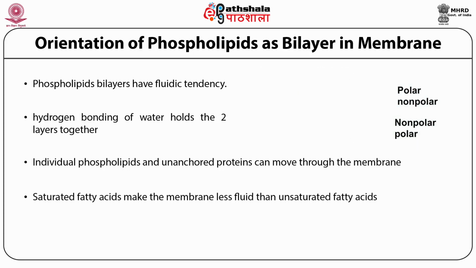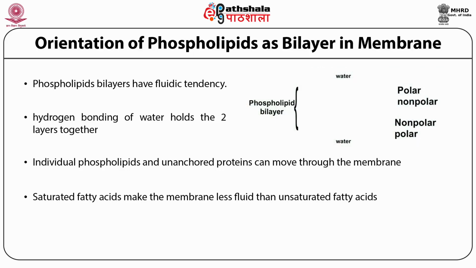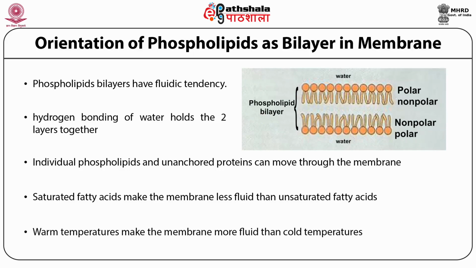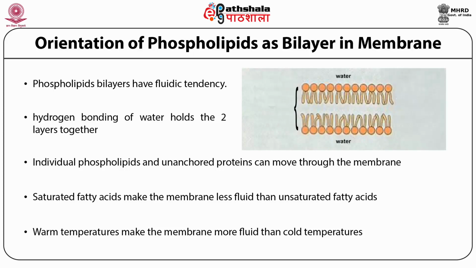Saturated fatty acids make the membrane less fluidic than the unsaturated fatty acids, as the saturated fatty acid does not contain any double bond, so no kink is produced by saturated fatty acids. Similarly, warm temperatures make the membrane more fluidic than cold temperatures, and the fluidity of the membrane can be regulated with the help of cholesterol molecule, which is also a lipid molecule.